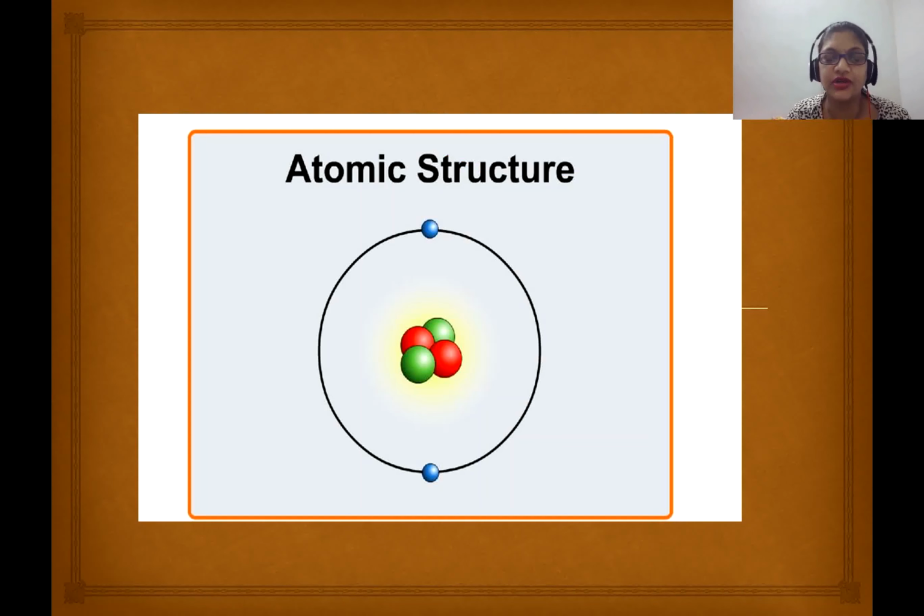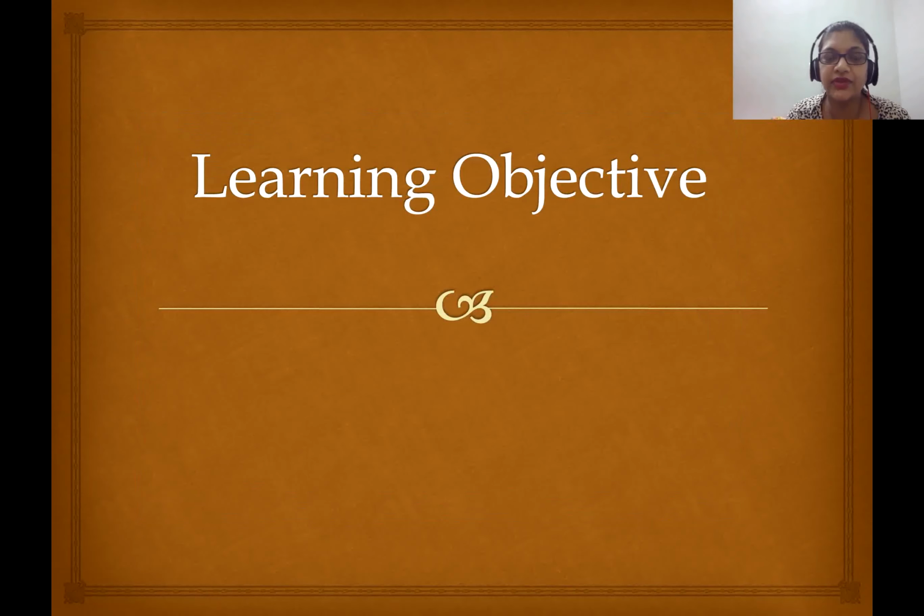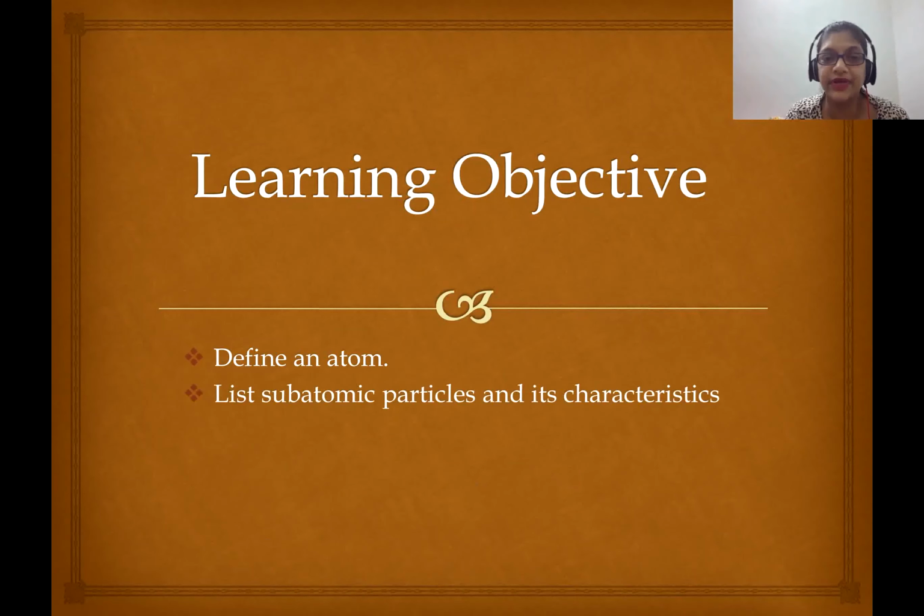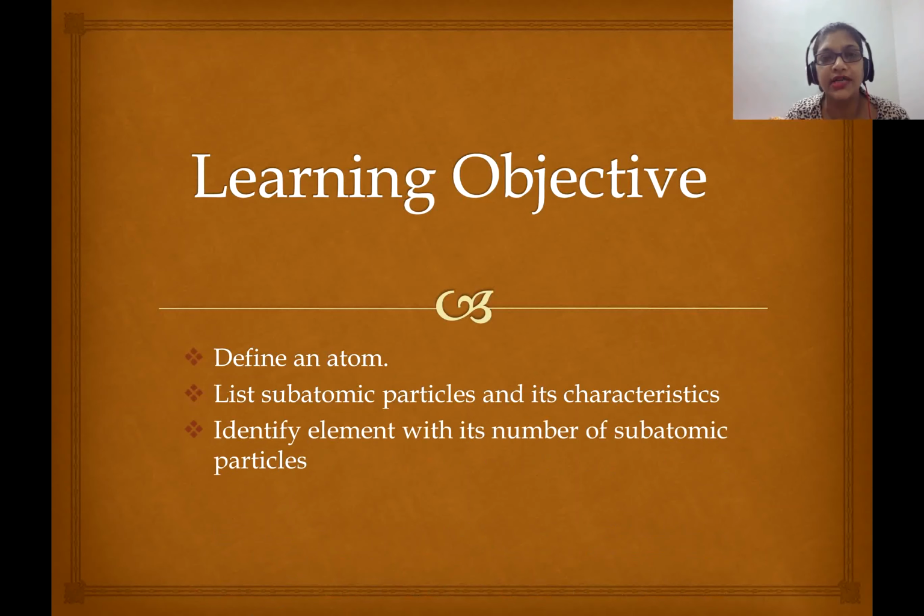Today I'm going to start with the very basic concepts of chemistry, that is atom, and we are going to discuss its structure. So I'm going to start with the understanding of the word atom and what it means, and what the subatomic particles present inside an atom are and what their characteristics are. And once you know the subatomic particles, their number, and their characteristics, you would be able to identify the element. So let us begin first with the understanding of an atom.